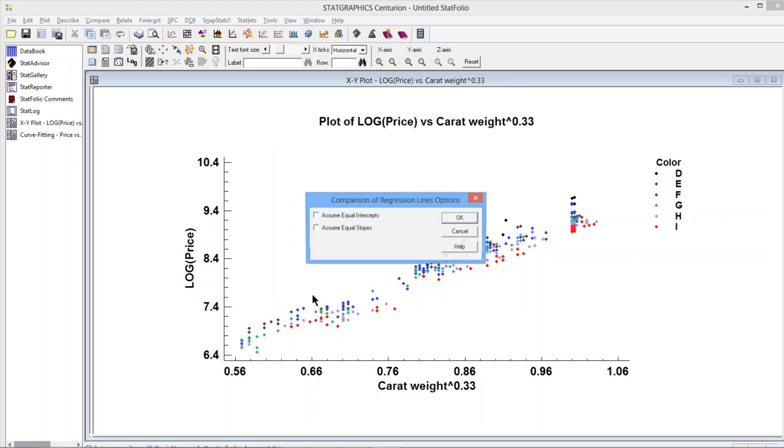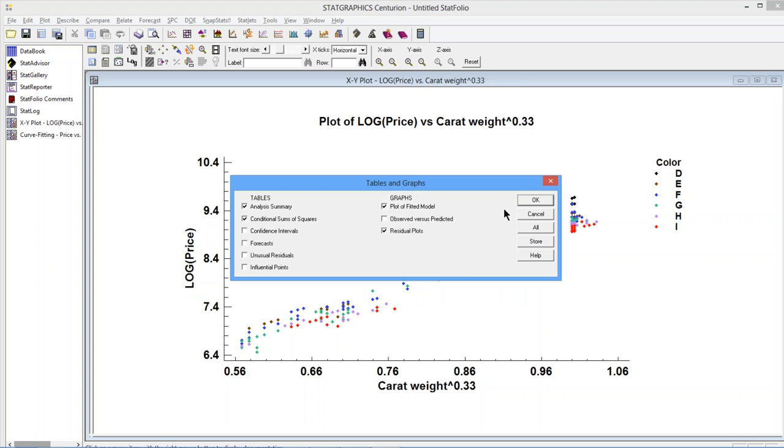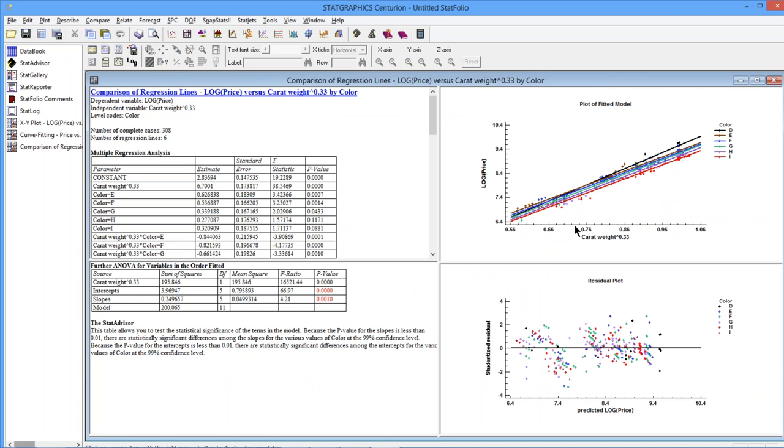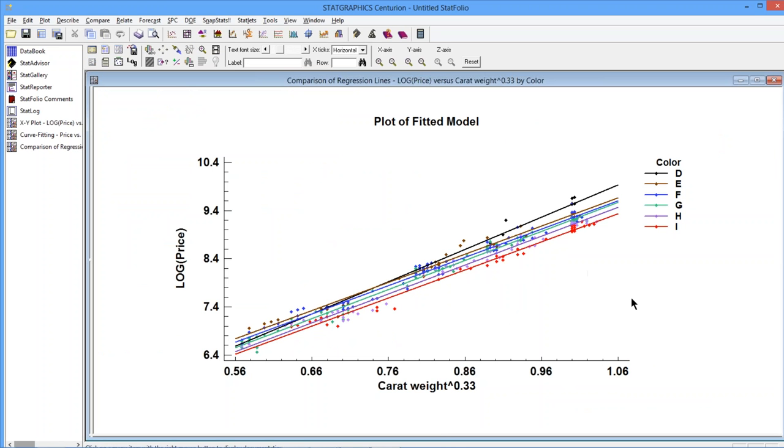Okay. When I then press OK, it'll give me an option to assume equal intercepts or equal slopes. I'm not going to do that. Instead, I'm just going to let it go ahead and fit separate regression lines for each one of the colors. And you can see here, in fact, that there are 6 regression lines, 1 for color D, 1 for color E, 1 for color F, G, H, and I.